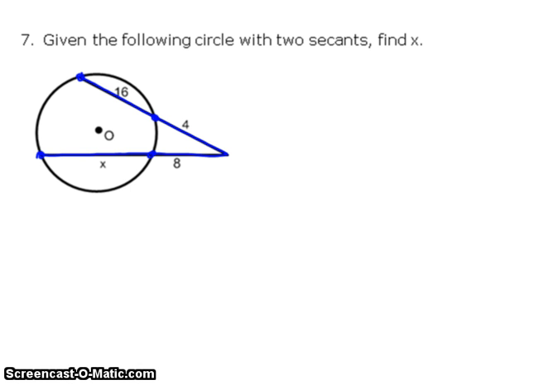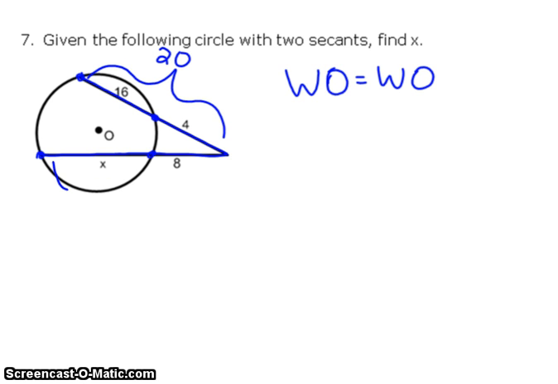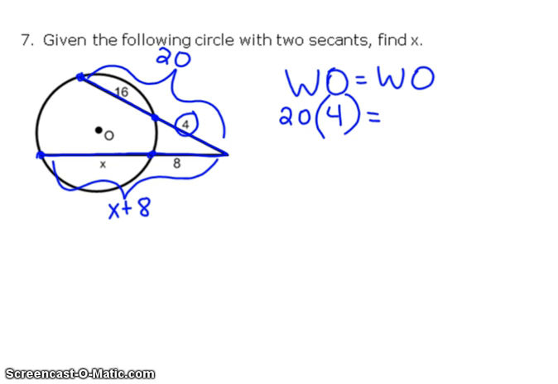Okay, now the formula that we used in class was WO, which stands for the whole segment times the outside equals the whole segment times the outside. All right, this whole secant is 20, 16 plus 4. This whole secant is x plus 8. All right, so when you substitute into the formula for this one, the top is 20 for the whole thing. The outside is 4. On the other secant, the whole thing is x plus 8. The outside is 8.